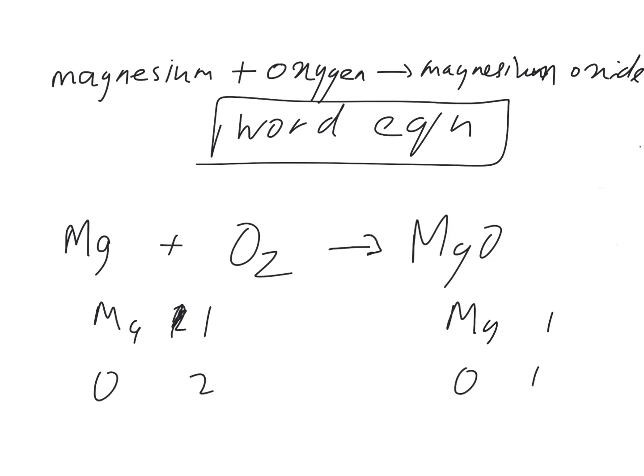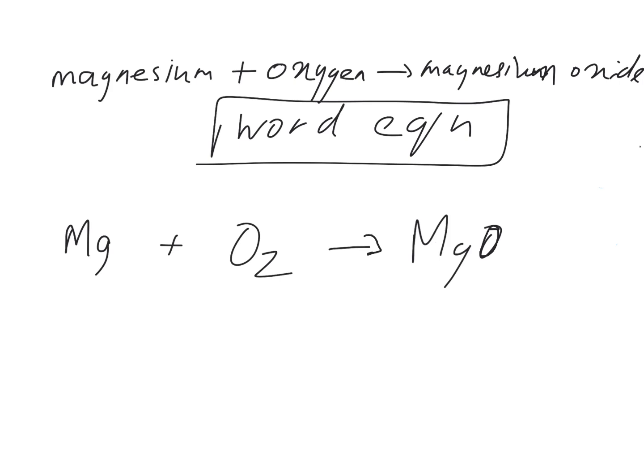Now the way we balance this, when we're balancing formulas, we have to balance it by putting numbers in front of the formula. We can't actually mess with the formula the way it's written. We can't change O2 to O, for instance. That changes its identity.